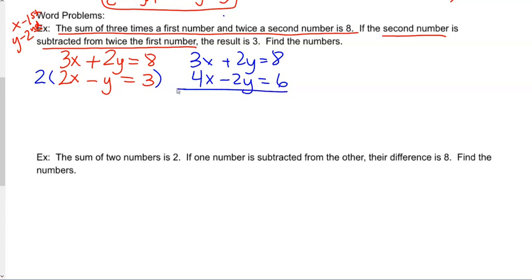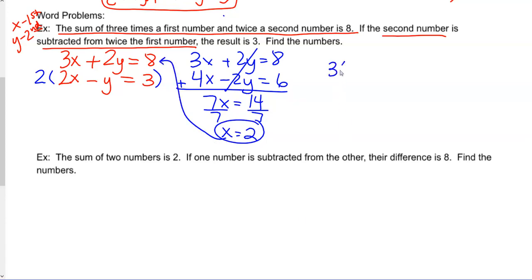And then we're going to add them together. Those go away. 3x plus 4x is 7x. 8 plus 6 is 14, and when I divide by 7, therefore, my first number x is equal to 2. And I have 3 unique equations to plug that 2 back into. I'm going to go ahead and just put it into this first original one.